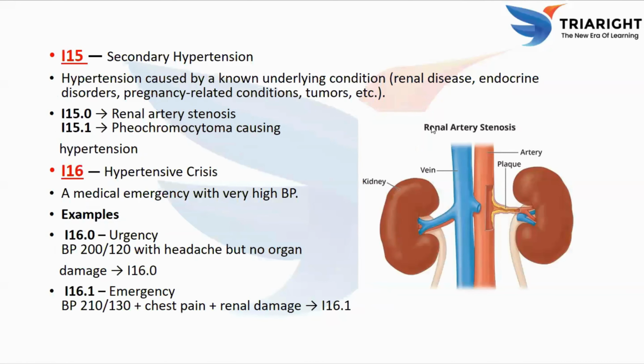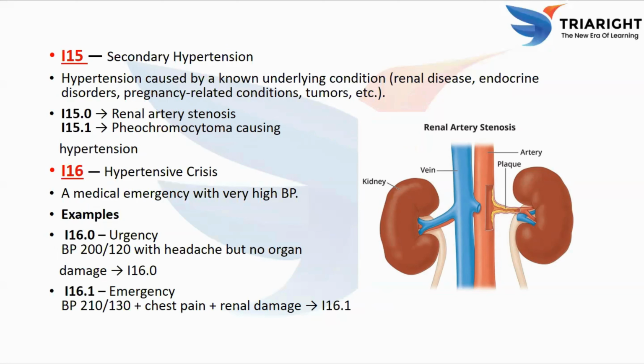So next we will talk about I15, that is secondary hypertension. So what do you mean by secondary hypertension? Unlike primary hypertension, secondary hypertension is due to an underlying cause. Whenever hypertension is caused by another disease, it is called secondary hypertension.